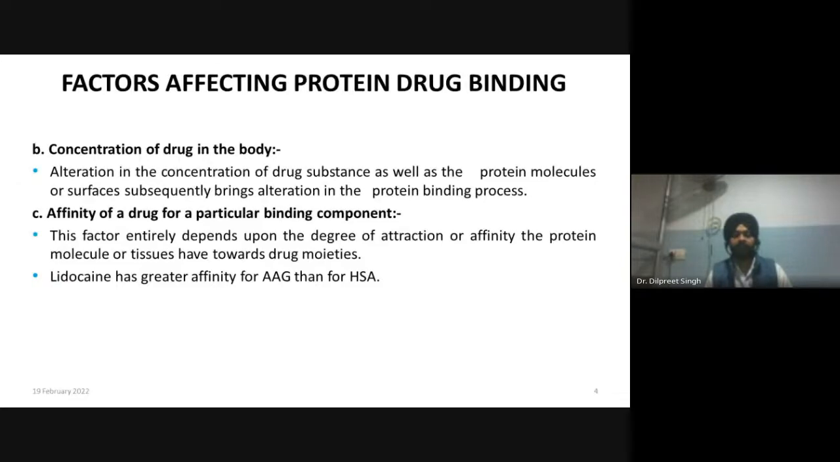So that is the degree of attraction. I have said that lidocaine is a weakly acidic drug, so it will convert into its ionized form in basic pH. So it has more affinity for alpha acid glycoprotein. Most of the basic molecules bind with AAG rather than HSA. Alpha acid glycoprotein has greater affinity for a completely ionized molecule because AAG produces an unstable or weak complex. That weak complex is dissociated over time and gets eliminated from the body.